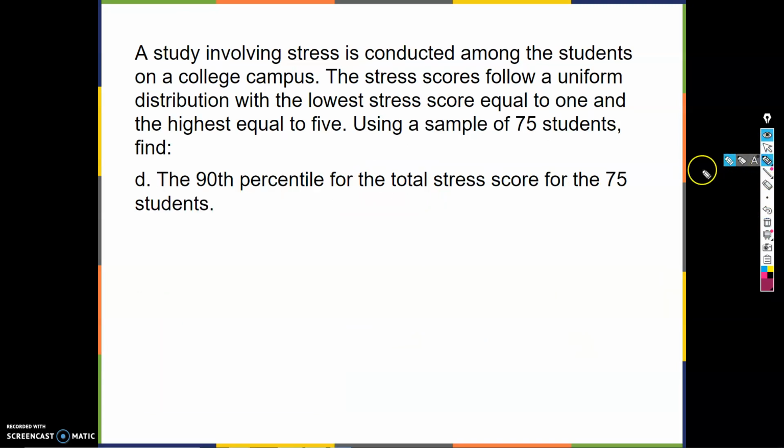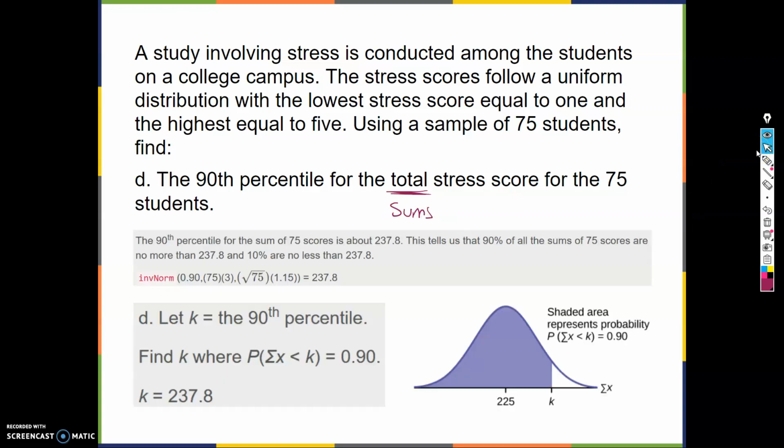Okay, so similar problem. The 90th percentile for the total stress score. So total is the keyword for sums. We're doing sums again, but we're doing percentile this time. So inverse normal, 90th percentile, 0.9. Again, this is n times the mean because we're in sums, and the square root of n times the old standard deviation. Throw all this in the inverse normal, get 237.8. This means all the area to the left of 237.8 is 90% of all the area.